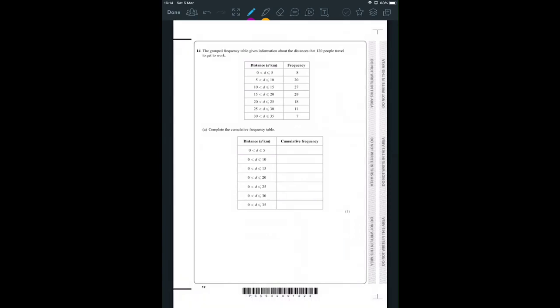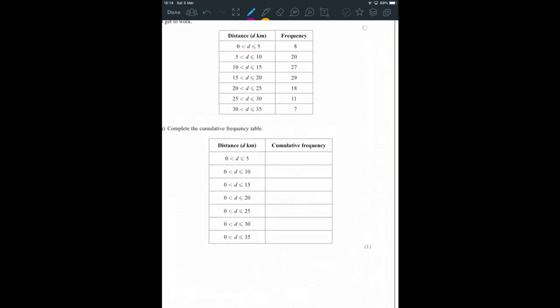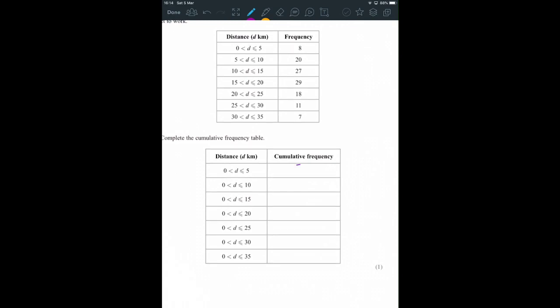Question 14, a cumulative frequency. First, it asks us to fill in the cumulative frequency table. Cumulative frequency is a running total. 0 to 5, we've got 8. When we go up to 10, we've got an extra 20, so 28.